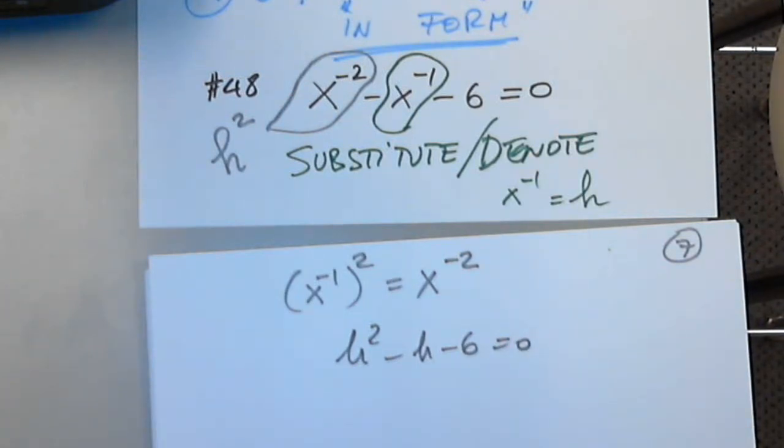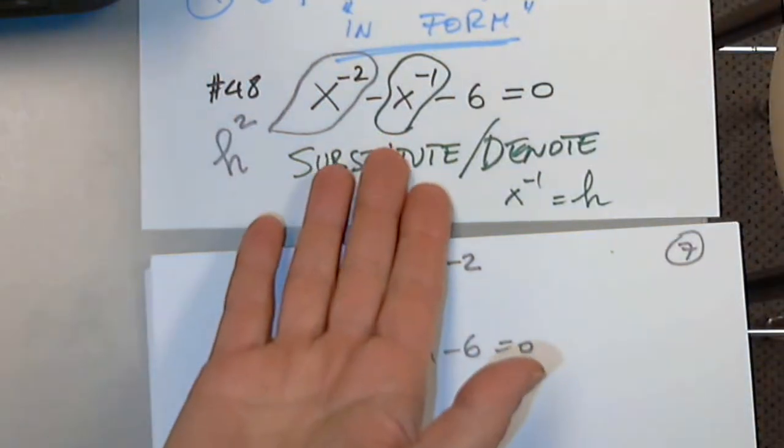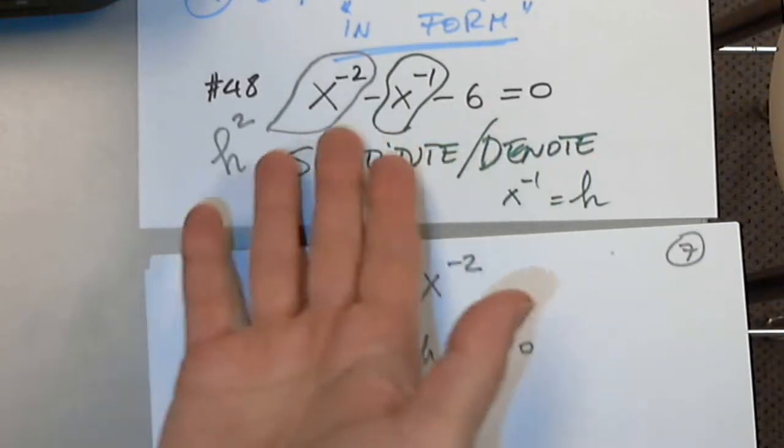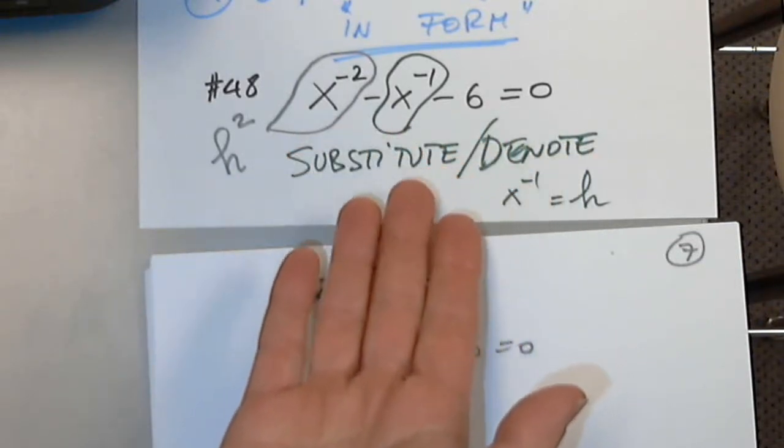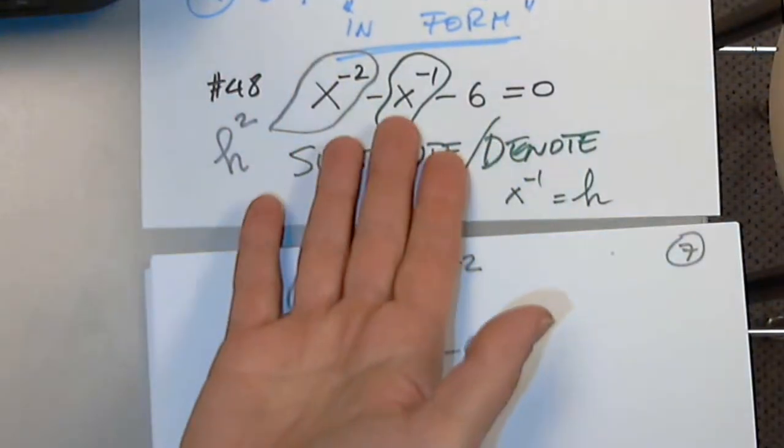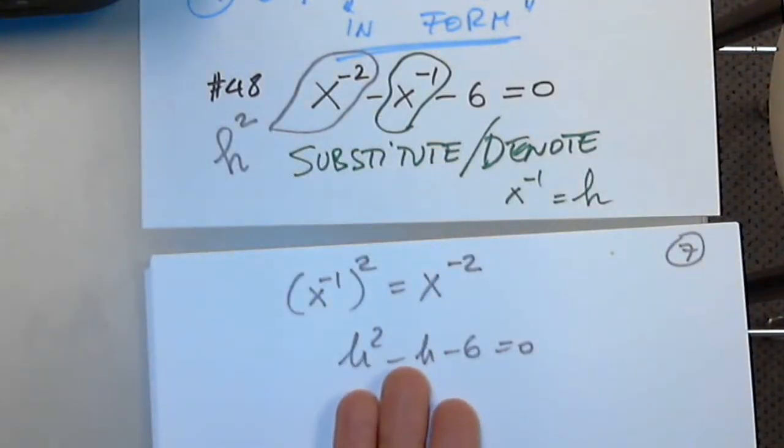Right. So I would say that this equation is quadratic in form. It's not quadratic, but it can be replaced by a quadratic equation. And this makes my life so much easier. Even looking at this hurts my eye, right? So once I change this into this and find h, then what do you think I'm, yes, Tom?